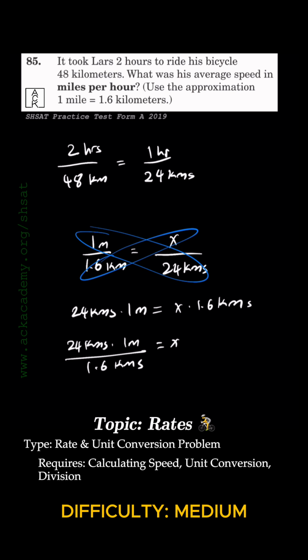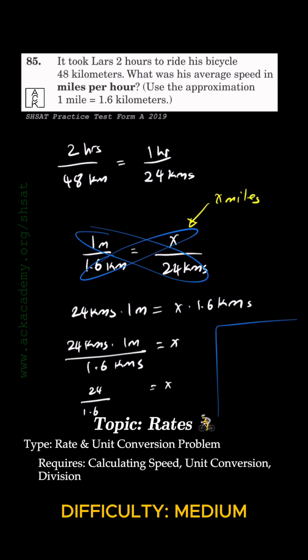Okay, so we're trying to get things in terms of miles, right? So this thing here is x miles. So I'll put an m there. See. So, okay, now how can I solve for this? So 24 over 1.6. Let me do some scrap math here.